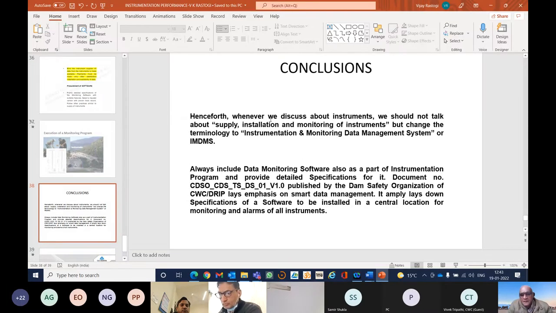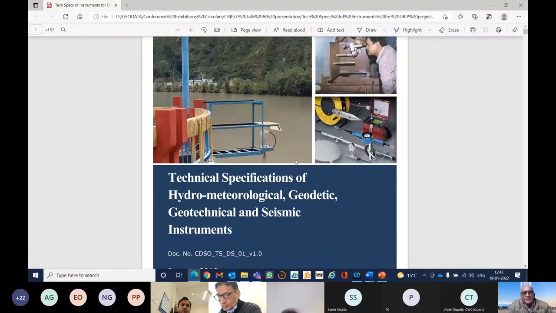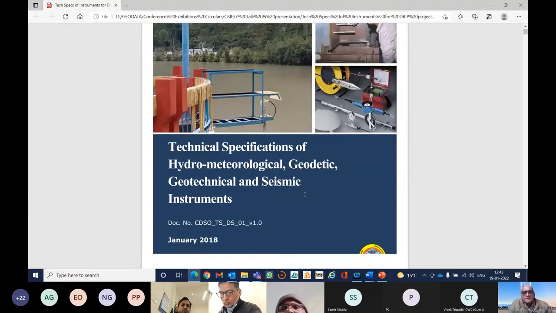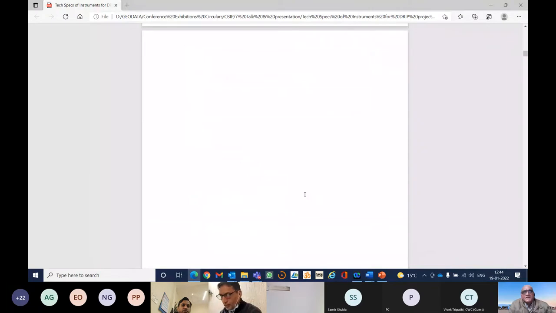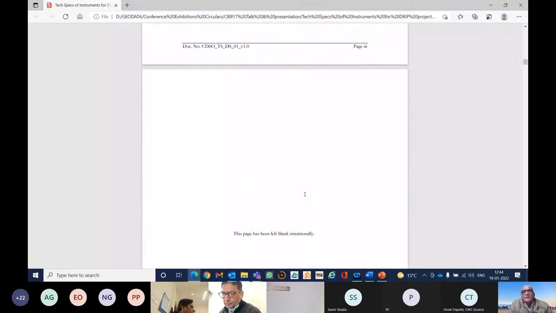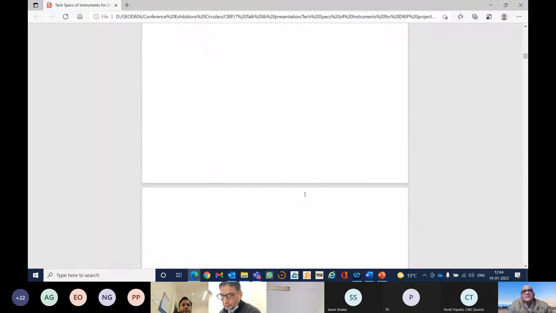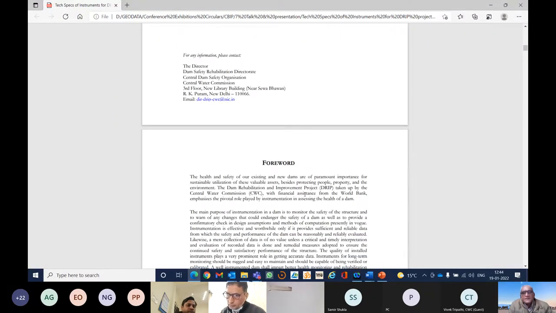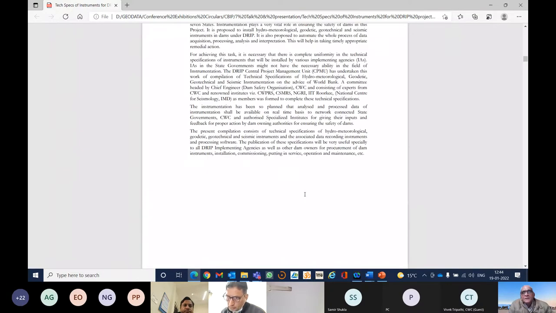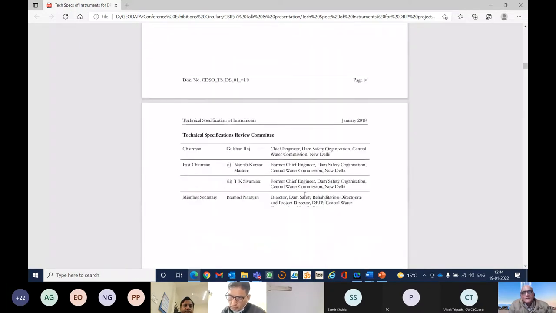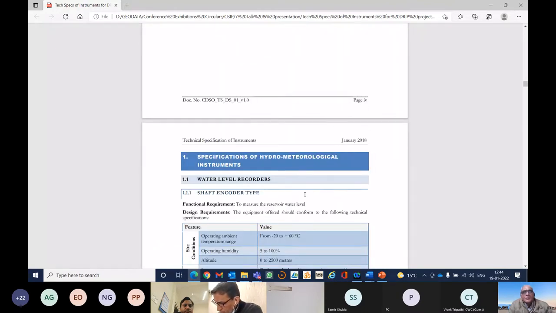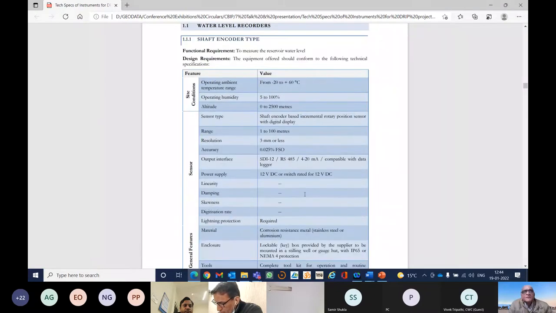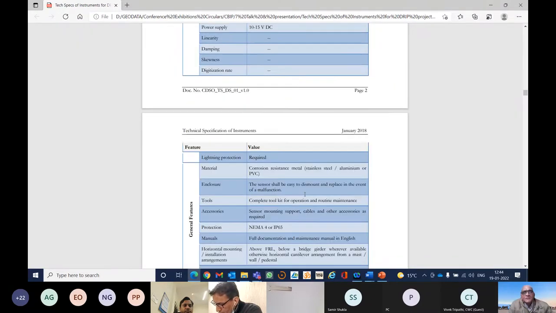This is the document which I came across. This is made by DRIP, and this is the one which specifies in detail, even the instrument specifications are given here. I do not know whether such a document is available from CWC, but it gives detailed specifications of all the instruments. We see the sensor, the water level recorder, like that we have specifications of all the instruments.